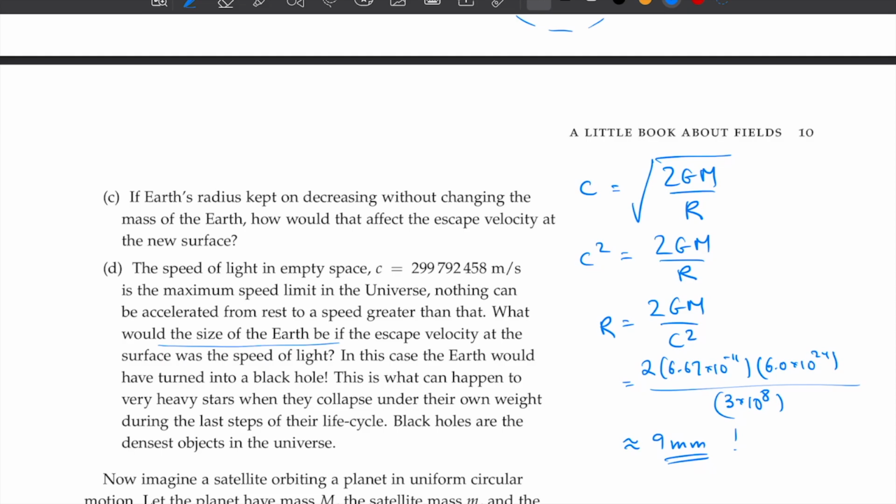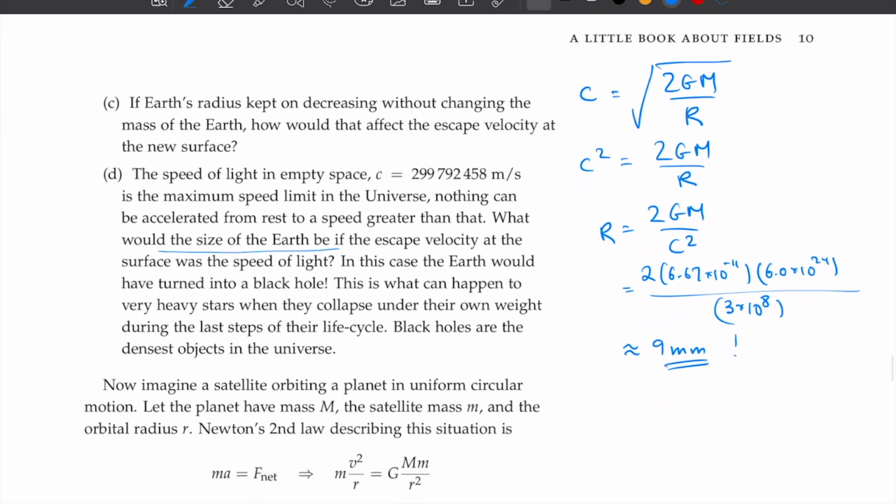And this is what can happen to very heavy stars when they collapse under their own weight. Then we can create densities as large as this, and black holes are created. And they're black because not even light can escape those objects.